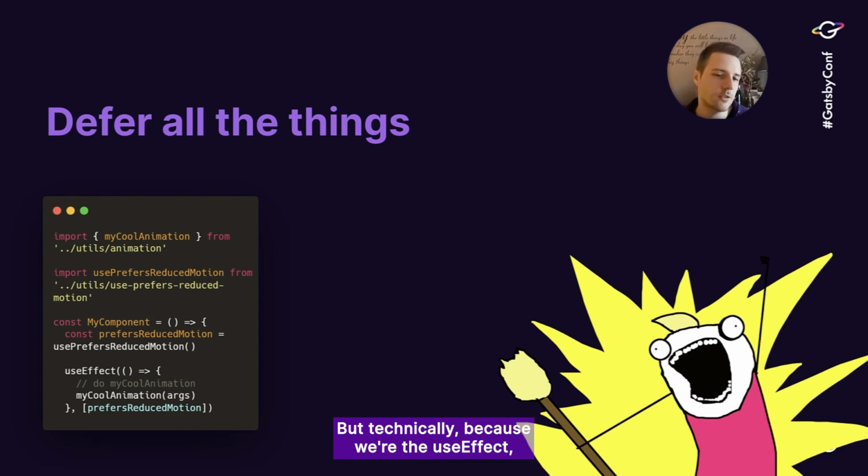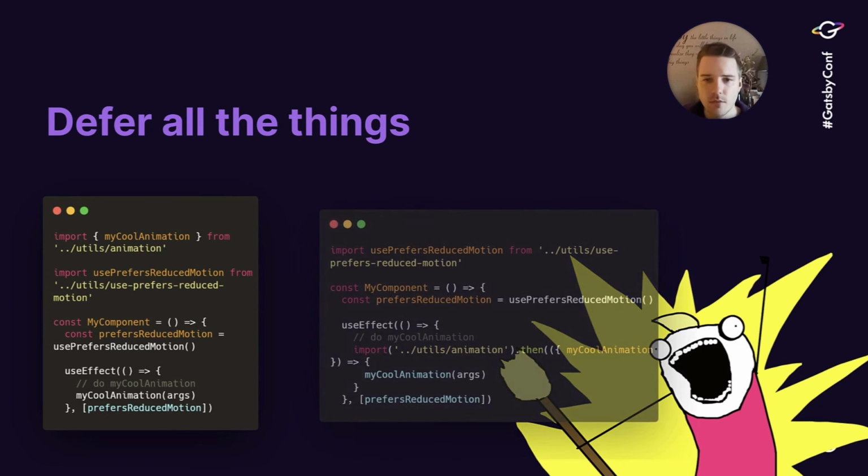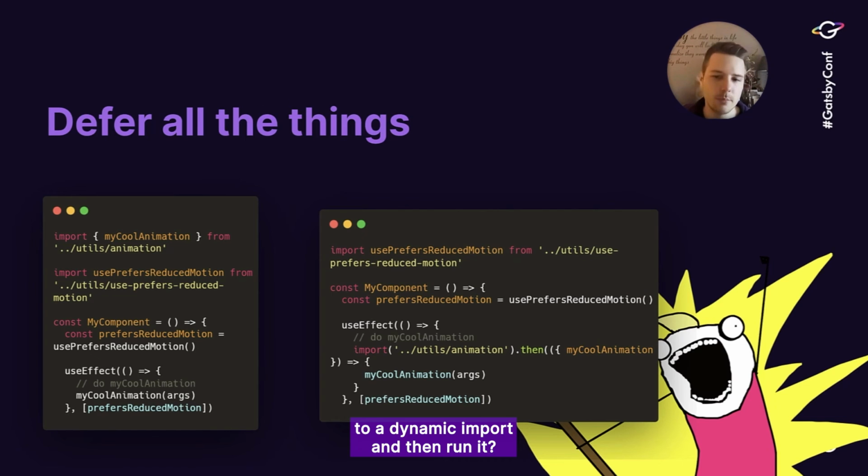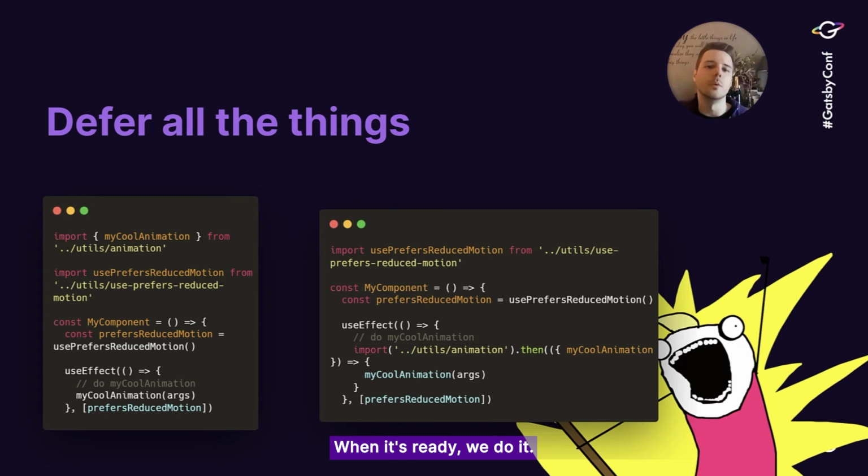But technically, because we're in a useEffect, it doesn't matter if it loads instantly, a second, 2 seconds. So what if we move everything to a dynamic import and then run it? That means that all the animation logic is outside of the main path. So we render, React doesn't have to parse and compile the motion library, and then boom, when it's ready, we do it, and then we don't have to fight with the initial bootstrapping time.